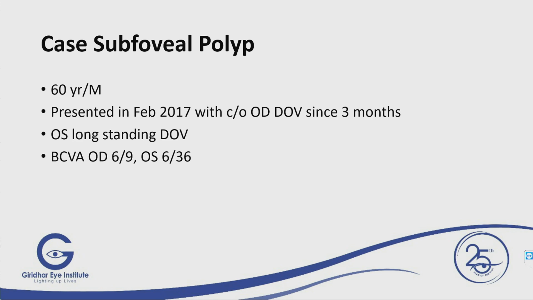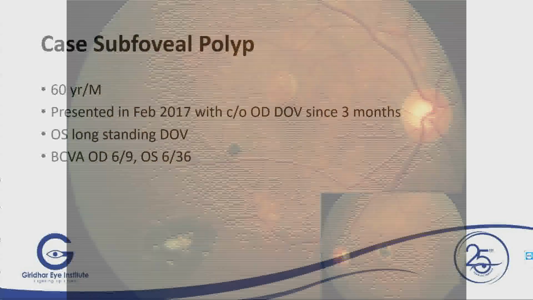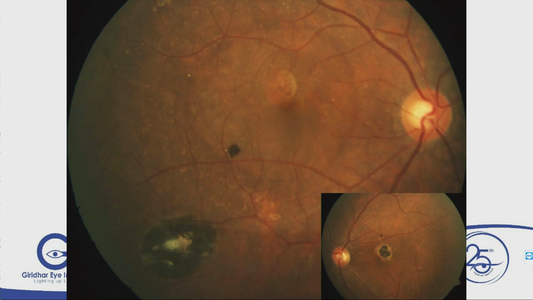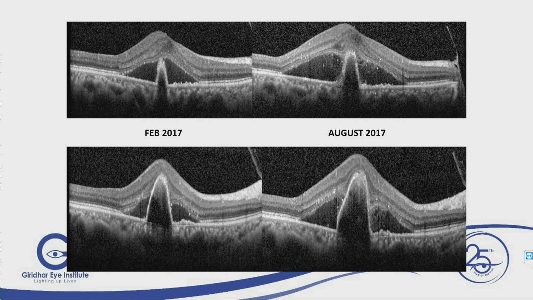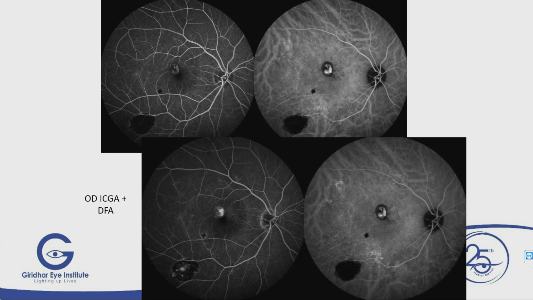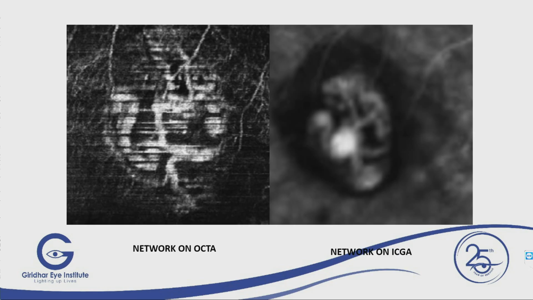This is another one. This is a case of subfoveal polyp, in fact. The left eye already has a scar, the right eye has a thumb-shaped PED, and it was treated initially with just, I think, one of these anti-VEGF injections. There was no response, and this is the ICG showing a bunch of polyps in the center.